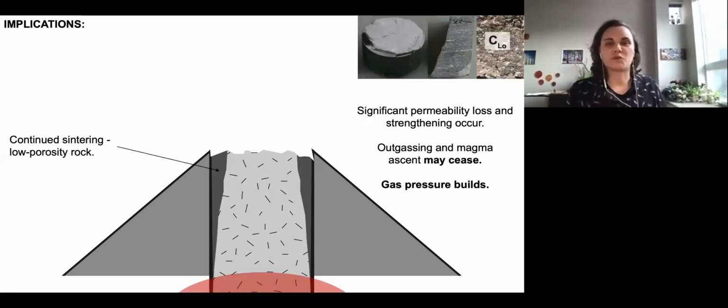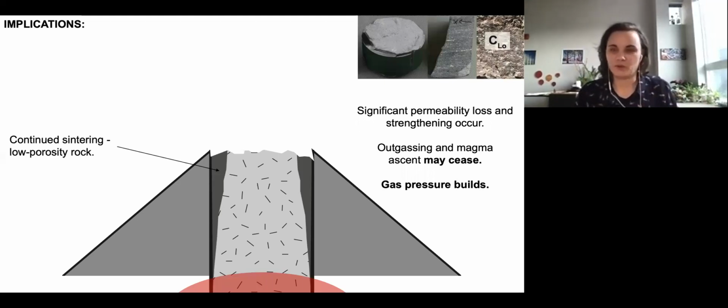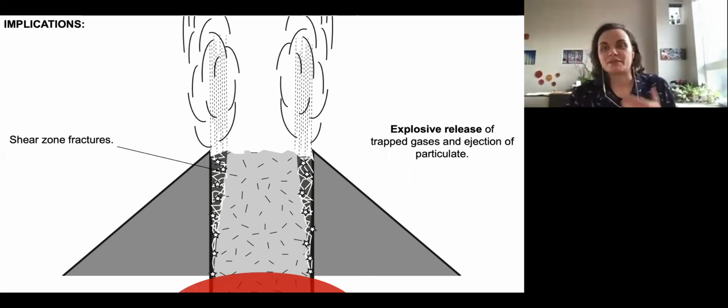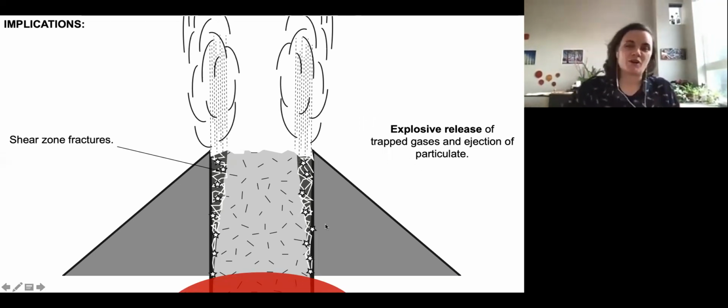Continued sintering, of course, will produce an even lower porosity rock, which will cause even more significant permeability loss and significant strengthening. So there may be conditions where outgassing and magma ascent actually cease. And you can imagine then that gas pressures, which I've been sneakily showing here as a red region, will begin to build. If those gas pressures become sufficiently high to exceed the tensile strength of the shear zone materials, the shear zone can reasonably fracture, causing an explosive ejection of trapped gases, as well as an ejection of particulate.